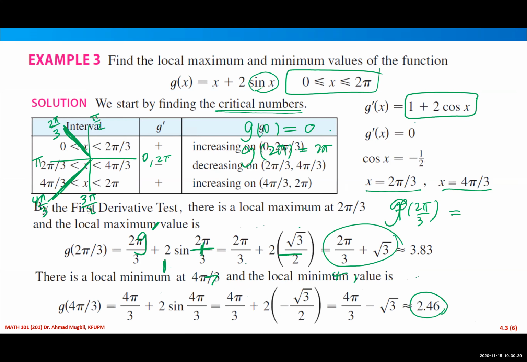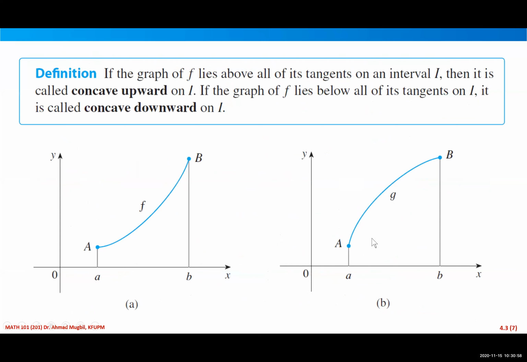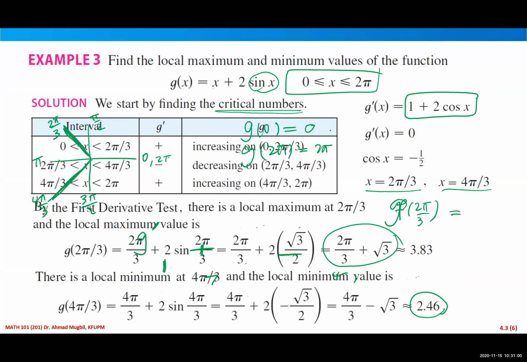So it looks like it has an absolute maximum there. It has an absolute maximum at 2 pi and an absolute minimum at 0. And of course, it has a local maximum at 2 pi over 3 and a local minimum at 4 pi over 3. Is that clear, Shabab? Any question about this before going to the next part?